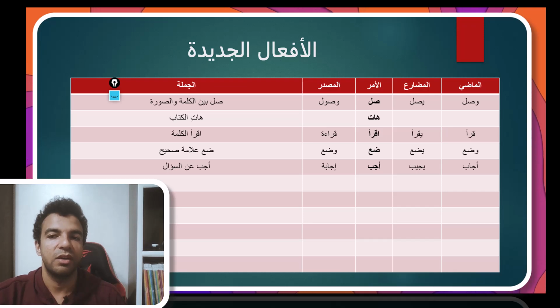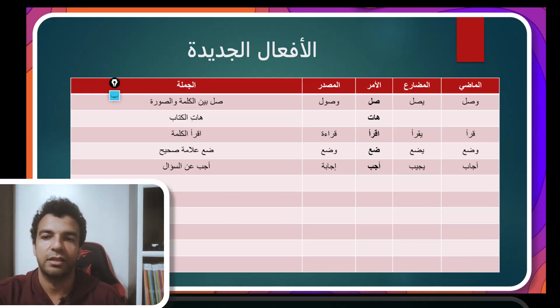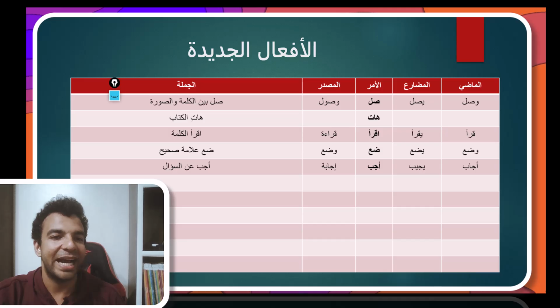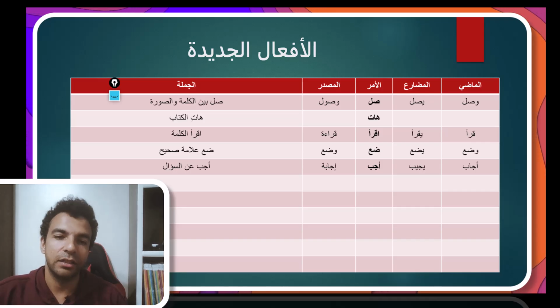And then the verb وضع, يضع, ضع, وضع. So ضع علامة صحيح. Put the sign of correct. And then أجاب, يجيب, أجب, إجابة. An example is أجب عن هذا السؤال. Answer this question. Notice أجب requires the preposition عن. أجب عن السؤال. Answer about the question.